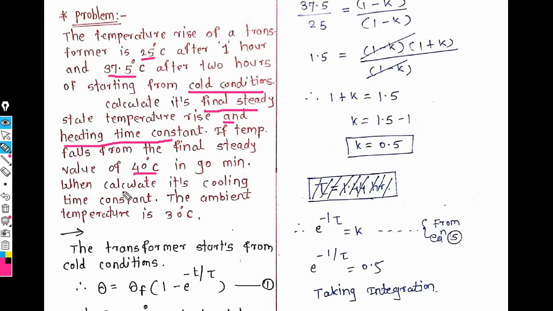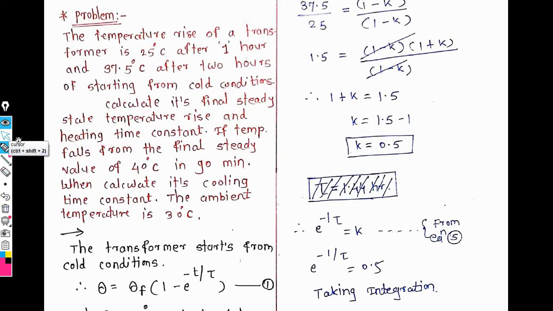Okay, calculate its cooling time constant. The ambient temperature is 30 degrees Celsius. That means we have to calculate the heating time constant and cooling time constant with respect to an ambient temperature of 30 degrees Celsius.